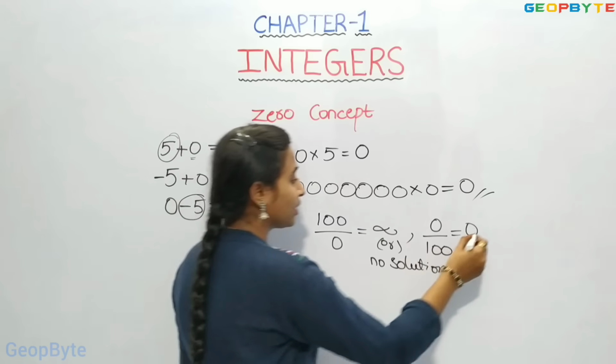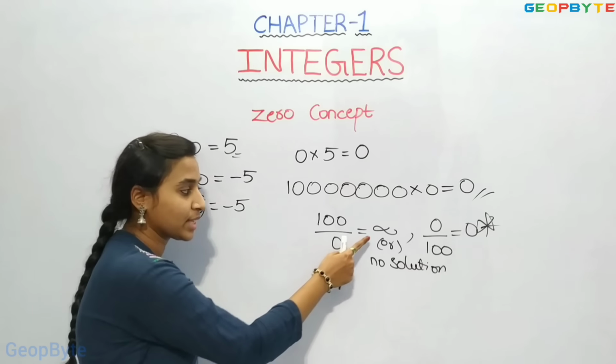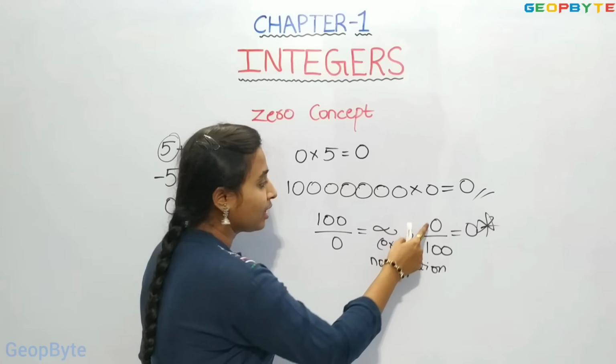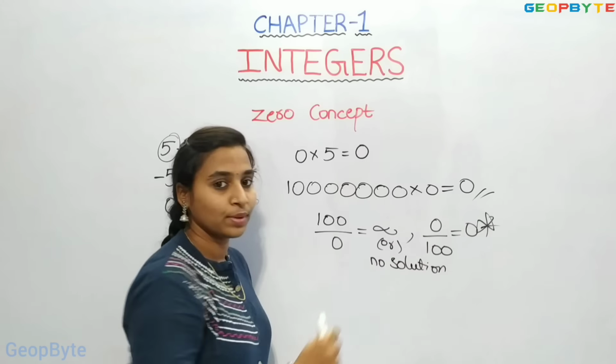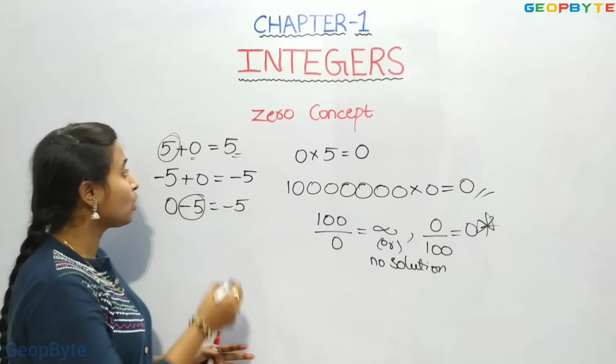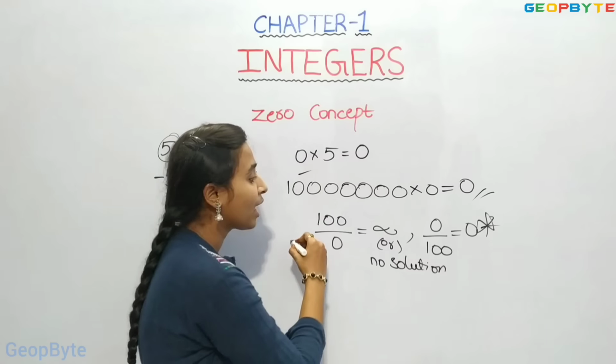Remember this. This is very important. Any number by 0 is infinity and 0 by 100 or 0 by any number is 0. This is the concept of 0 in the case of addition, subtraction, multiplication and division.